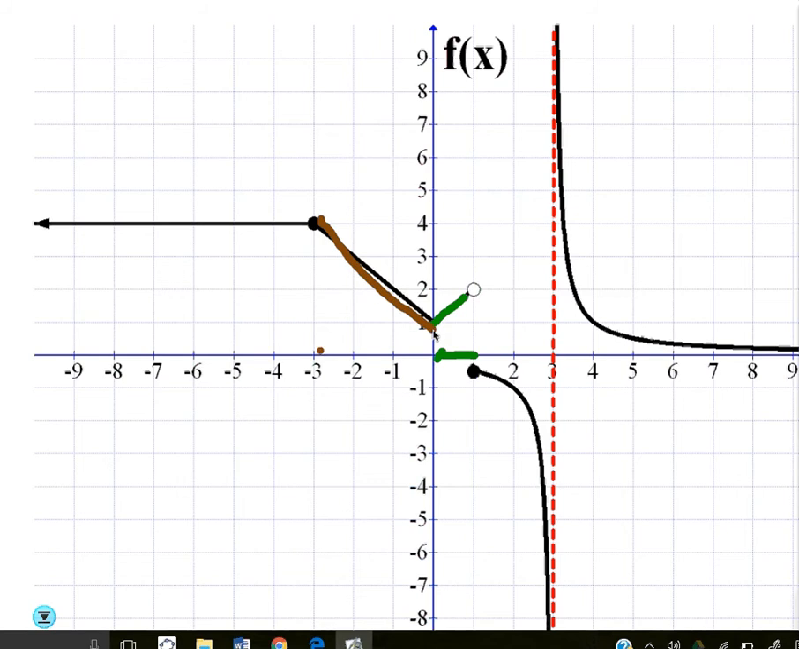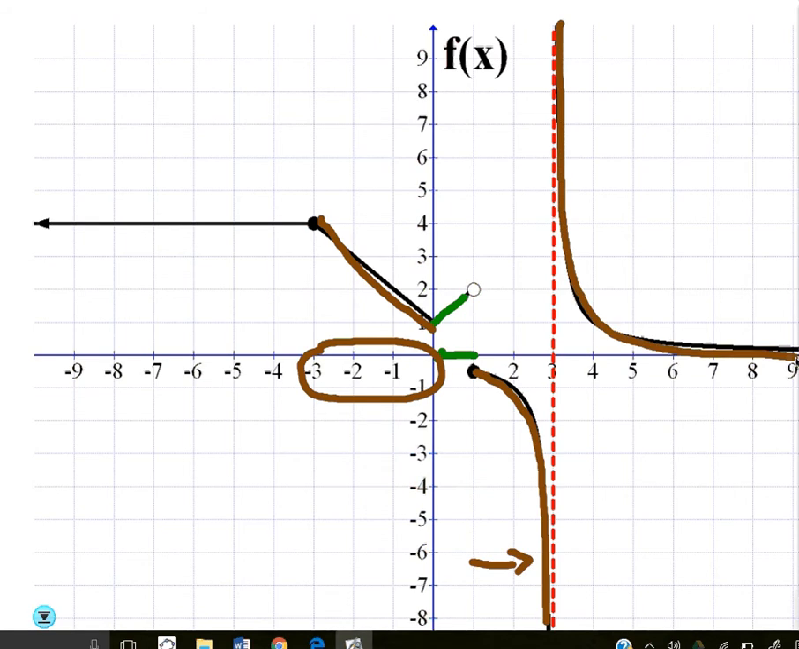Yes, so from -3 to 0, the y values go down. Again, the answer is not 4 to 1. We're not asking what y values go down. We're asking where they go down in terms of x. So from -3 to 0, the graph goes down. Okay, how about the next time it goes down? So 1 to 3. Right, good. So when x goes from 1 to 3, the y values go down. And then finally, from what to what? 3 to infinity. That's correct. So here's your answers.